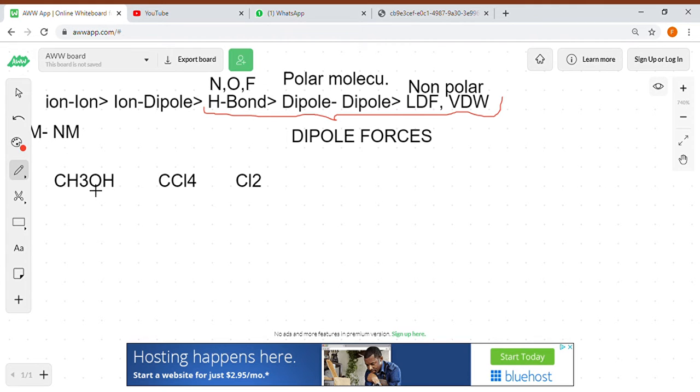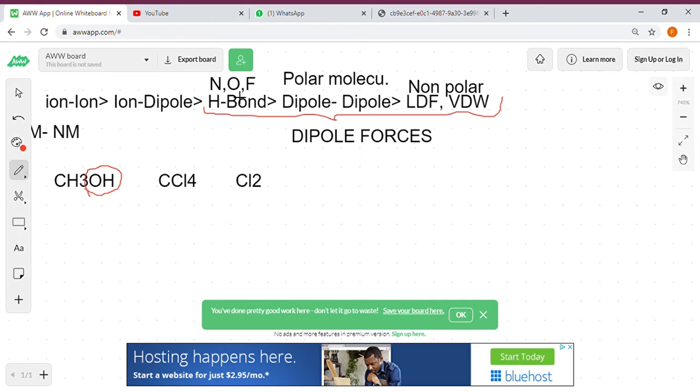Okay, in the first one, you could do the Lewis structure, but it's not really necessary. So we look into this part. We see that there is a hydrogen here with the oxygen, and that's gonna form a hydrogen bond. So I'm just gonna put here a hydrogen bond.